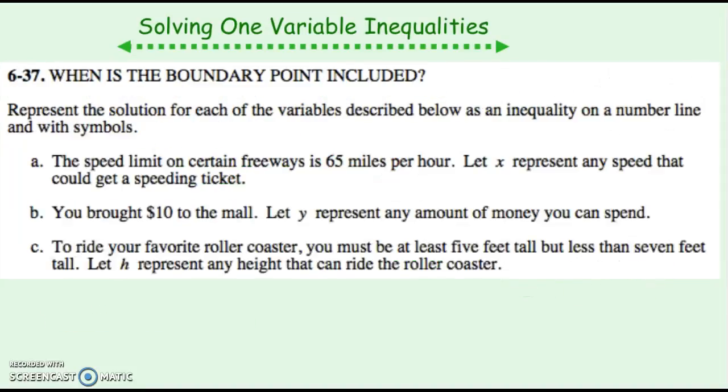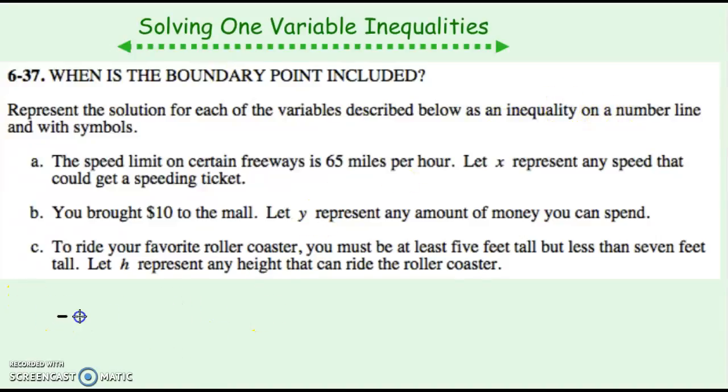The next one's 37. When is the boundary point included? Represent the solution for each of the variables described below as an inequality on a number line and with symbols. A. The speed limit on certain freeways is 65 miles per hour. Let x represent any speed that could get a speeding ticket. So we need to show an inequality on a number line.